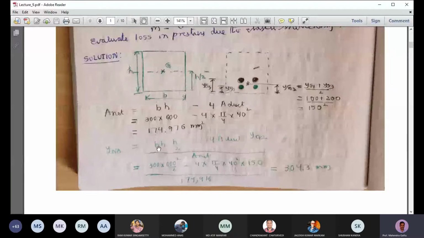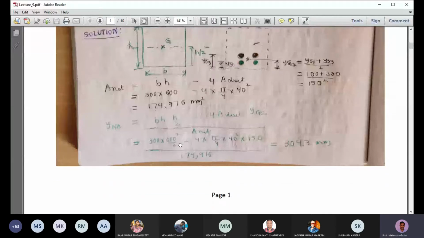A1Y1 minus A2Y2 by A1 minus A2. So bh into h by 2 minus 4 A duct into yg2. So we're getting h square by 2, which is 600 square by 2 into 300, minus 4 into pi by 4 into 40 square into yg2, which is 150, which we have calculated here. And A net is 174,976. So it is coming around 304.3 millimeters.